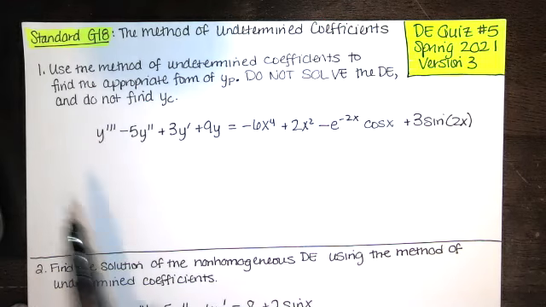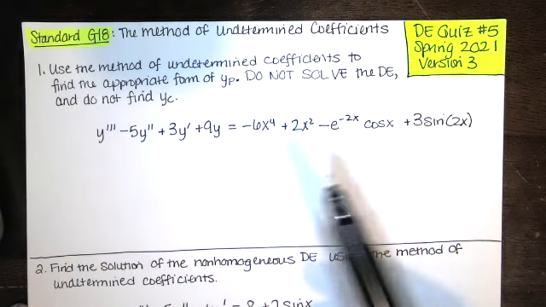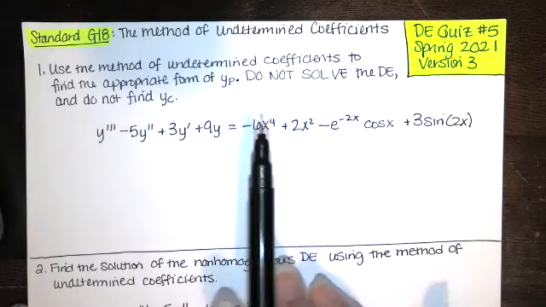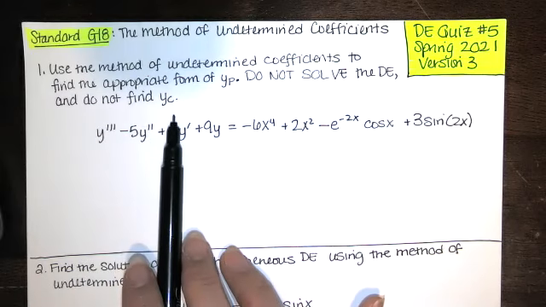Now, the first problem, you're not actually asked to solve the differential equation. You're asked to use the method of undetermined coefficients to find the appropriate form of y sub p, the particular solution. We do not want to solve the differential equation. You don't have enough time. And we don't want to find y sub c.